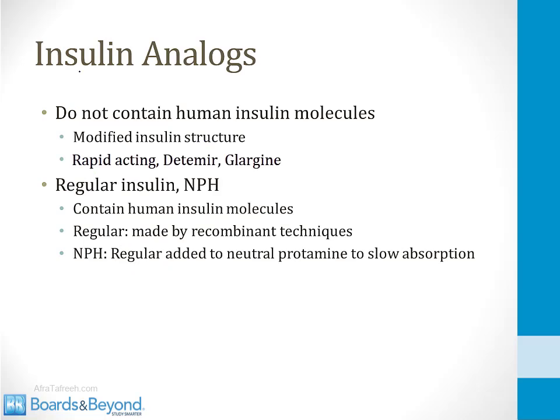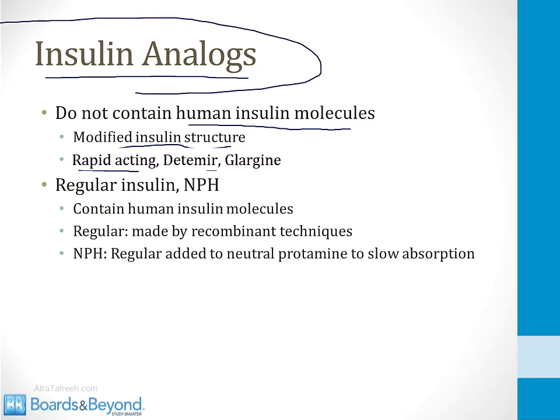Just a quick bit of vocabulary here. You will sometimes hear the term insulin analogs. Insulin analogs are insulin therapies that do not contain human insulin molecules. They have a modified insulin structure. So the rapid-acting insulins, detemir and glargine, are all considered insulin analogs. On the other hand, regular insulin and NPH are not considered insulin analogs. They do contain human insulin molecules.